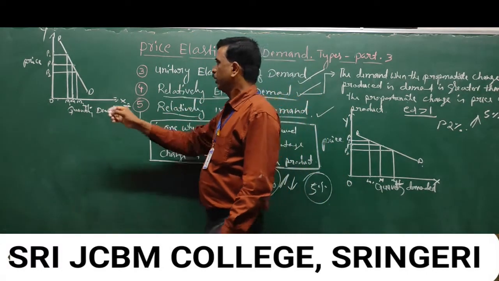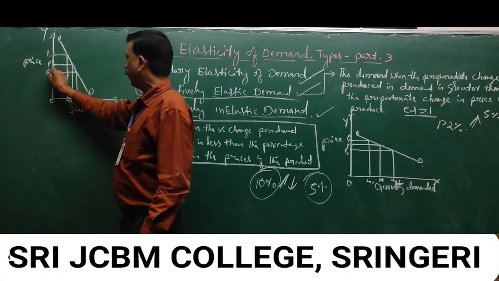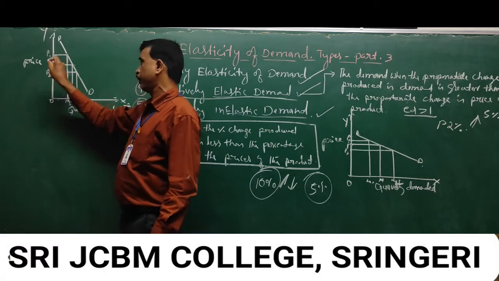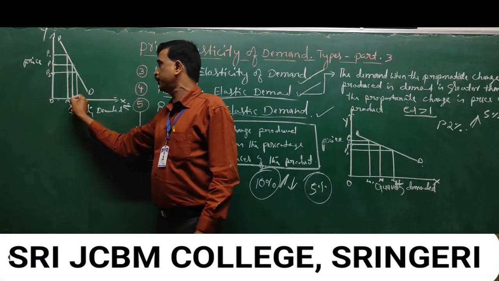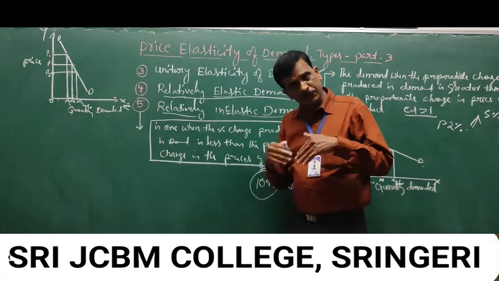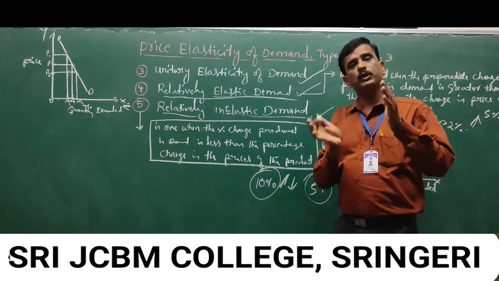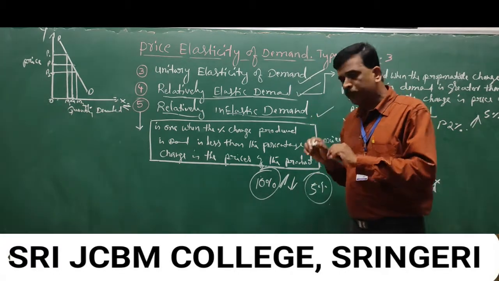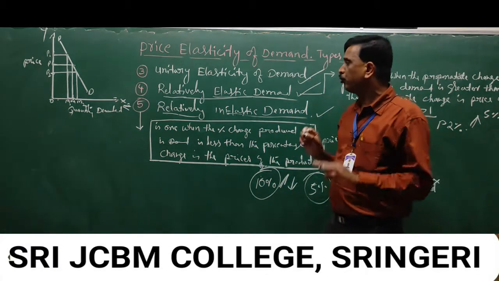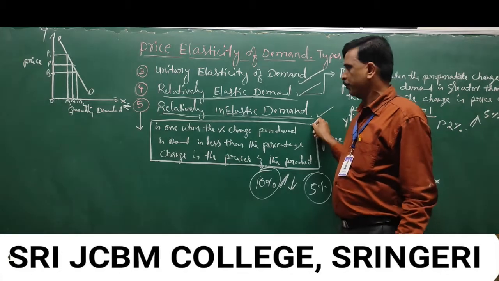On the other hand, OP is the original price and OP2 is the new price. A big change in the price of a commodity leads to a small change in the quantity demanded. It means when the price changes, the quantity demanded also changes, but compared to the price change, the quantity demanded increases or decreases in a lesser proportion. That is known as relatively inelastic demand.